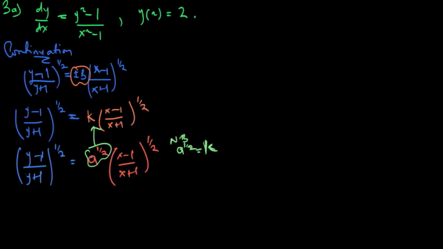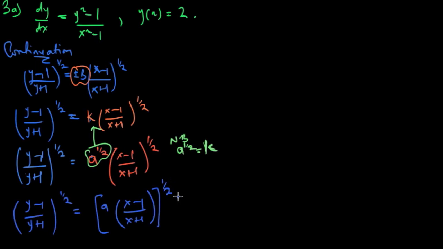So now since we have this, you still have (y minus 1)/(y plus 1) to the power half equals a into (x minus 1)/(x plus 1). So I could bring the power half outside. If that goes on, then this goes off, and we have this equals this. So this implies that (y minus 1)/(y plus 1) equals a into (x minus 1)/(x plus 1).